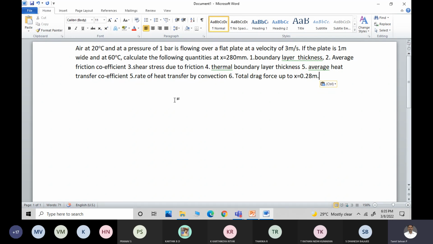So now you are asked to find out delta t, average friction coefficient, Cf x bar, and then shear stress due to friction up to x equal to 0.28, that is tau w. And what is the other thing asked? Rate of heat transfer by convection and total drag force up to x equal to 0.28 meters. So this is the question.